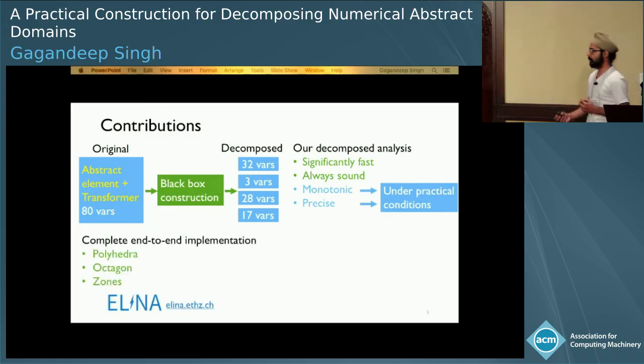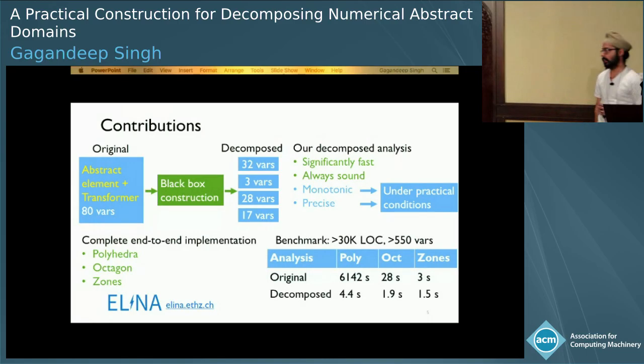So we have used this construction to implement decomposed analysis for polyhedra, octagon, and Zones domain. It is available as part of the library ELINA and can be downloaded from the given URL. So just to give a flavor of the results that you can get with decomposed analysis, let's look at this representative benchmark, which has more than 30,000 lines of code and more than 550 variables. If you do the original non-decomposed analysis with polyhedra, it takes more than 6,000 seconds. But with the decomposed analysis, you can do the same thing and get the same invariants in 4 seconds.